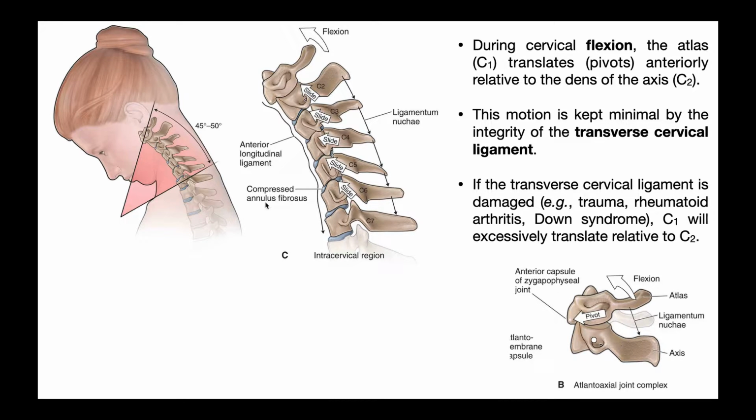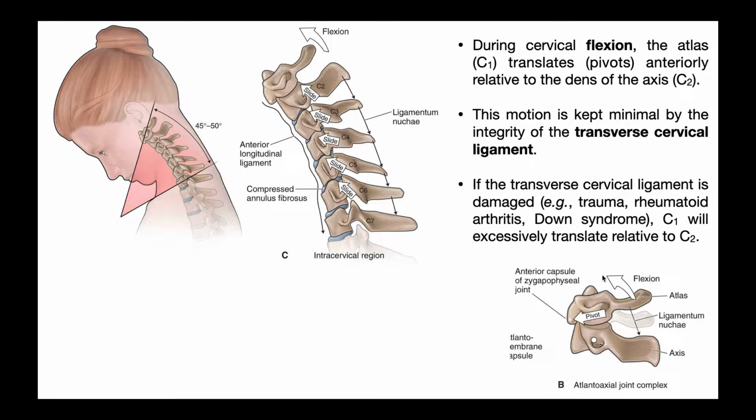So to set the stage, we've got an individual here who's in cervical flexion. So they're bending their neck forward as if to nod yes. And we know that there's upsloping at each segment here in the cervical spine, particularly in the lower cervical spine. But if we look at the atlantoaxial joint, what happens is as we go into cervical flexion, the atlas is going to translate anteriorly relative to the axis, or C1 pivots anteriorly relative to C2.